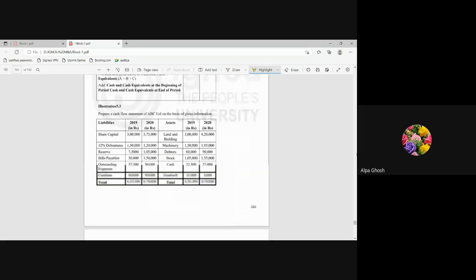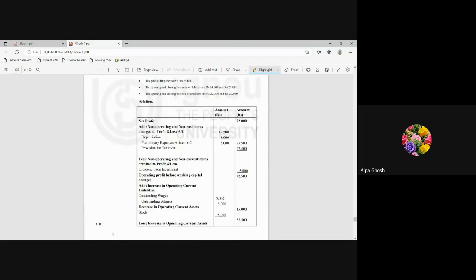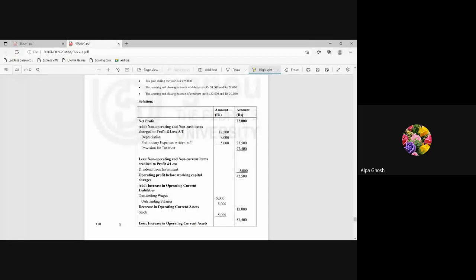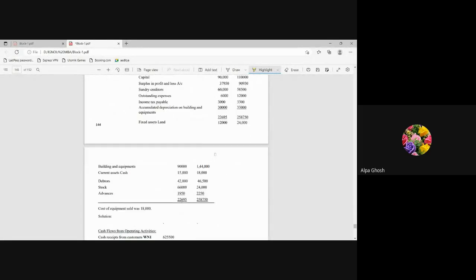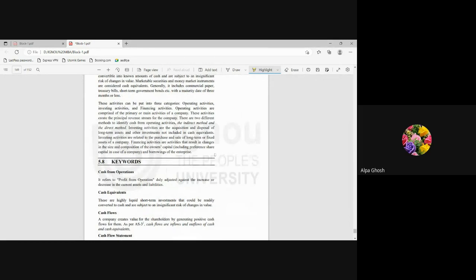Whatever adjustment is given in the question, that has to be entered twice. Otherwise, all the other entries are made in single. So all the questions are given. You just give it a try. Otherwise, we cannot understand. We need to do them practically.